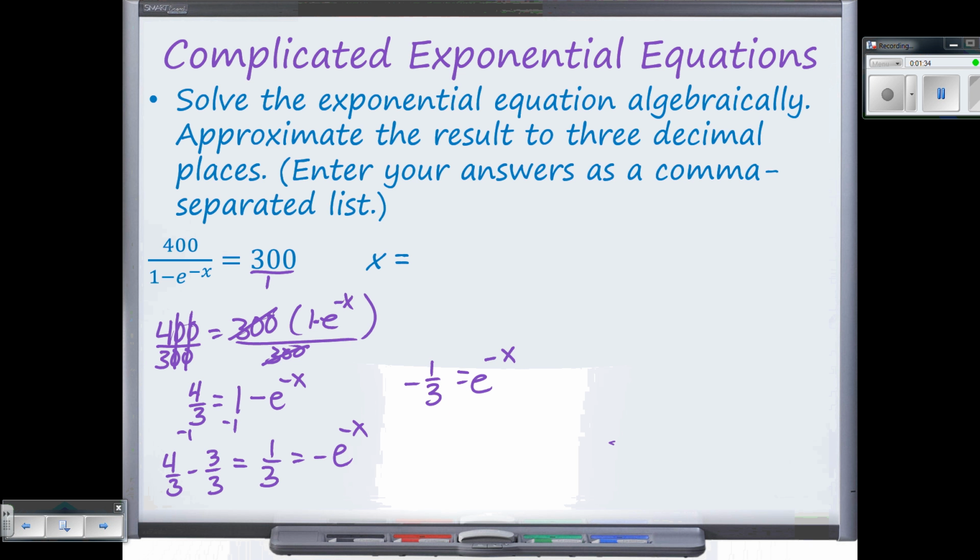At this point, I'm going to take the natural log of both sides so that I can get rid of the e. So hopefully you notice at this point that I have a natural log with a negative number inside. Remember we said you can never, ever have a negative inside. So this means there is no solution to this problem.